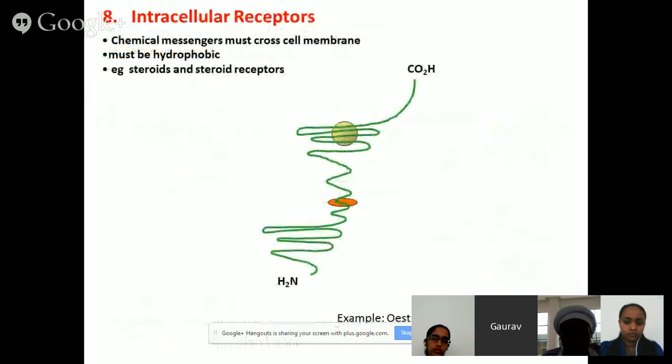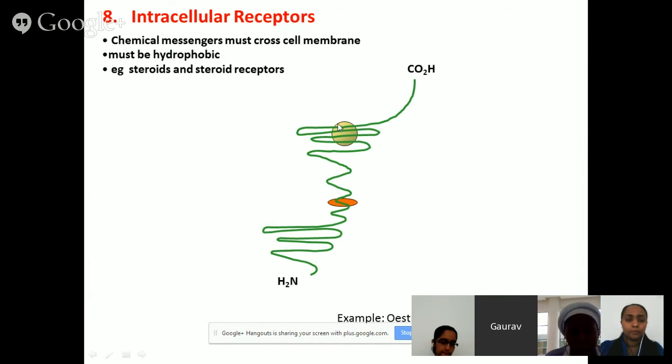Next and last is intracellular receptors. As the name indicates, intracellular means inside a cell. So these receptors are present or usually stay inside a cell. So first we'll discuss the structure. You can see here the structure. There is no transmembrane region. Why is there no transmembrane region? Because these receptors are present inside a cell.